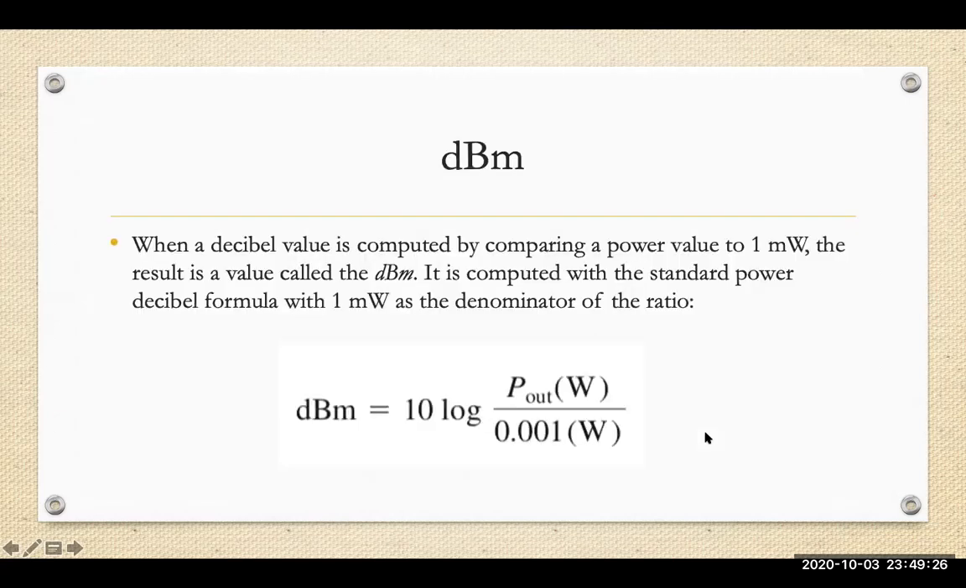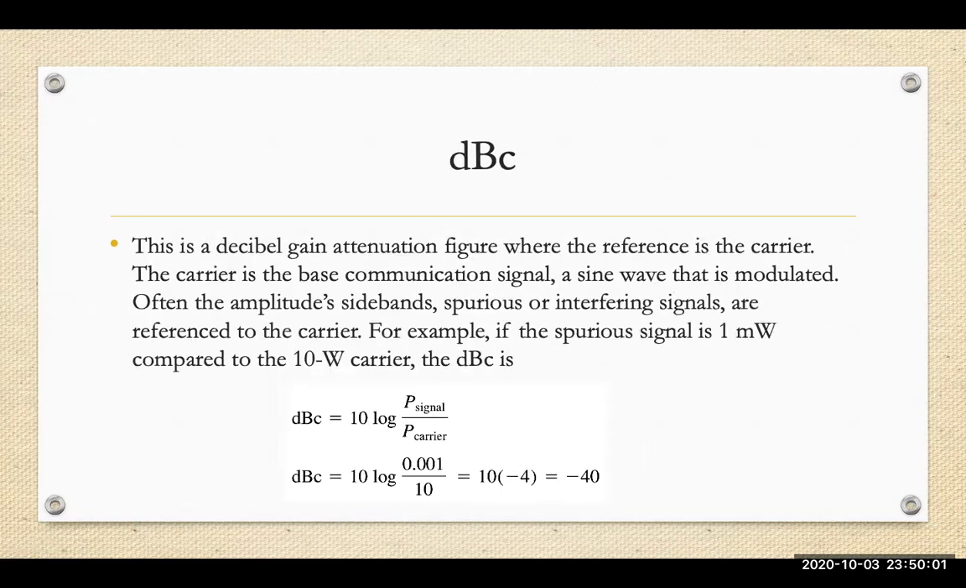Okay, so let's take a look at this one, the dBm and the dBc unit. When a decibel value is computed by comparing a power value to 1 milliwatt, the result is a value called the dBm. It is computed with the standard power decibel formula with 1 milliwatt as the denominator of the ratio. So power output over the 1 milliwatt reference. So you have the dBm unit for whatever it is that you're solving, attenuation or gain.